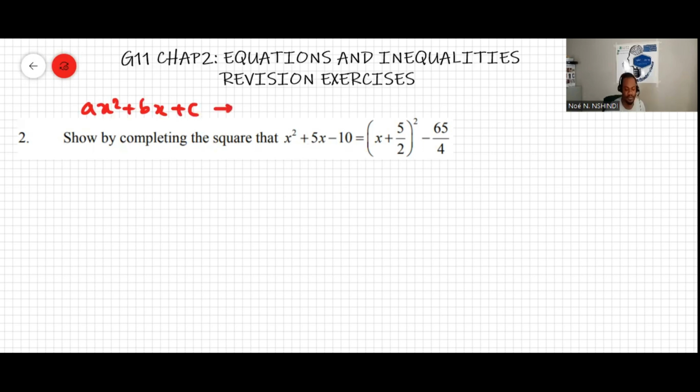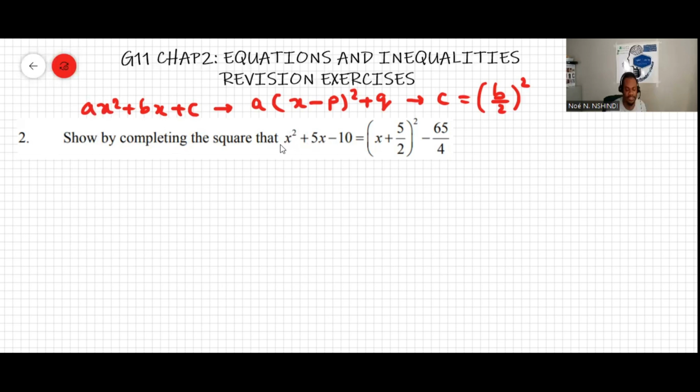We need to write it in the form a. Completing the square means writing it in the form (x minus p) to the power of 2 plus q. And I will do that with the help of changing c to (b over 2) to the power of 2. As I said, this works if a is 1, and in case a is not 1, we're going to transform the expression.